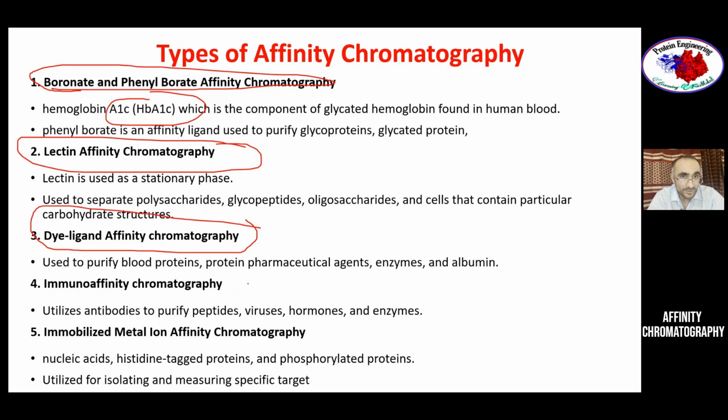Or, if antibodies are available, you can immobilize the antibody in the stationary phase, and that's immunoaffinity chromatography. Or even if you have metal ions immobilized in the stationary phase, all the metal binding proteins can be purified, and that's called immobilized metal ion affinity chromatography, IMAC, or just metal affinity chromatography, which we will discuss in more detail in the next lecture.